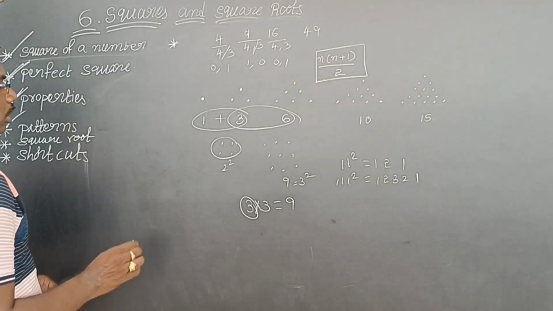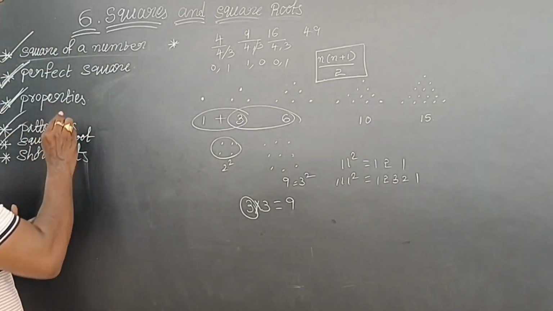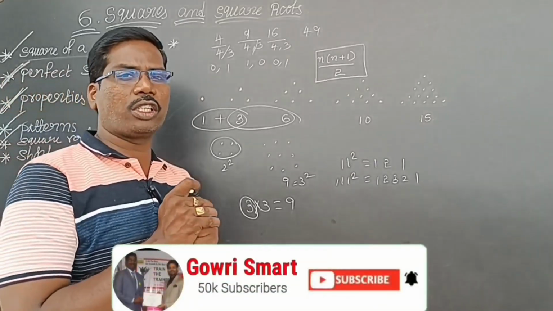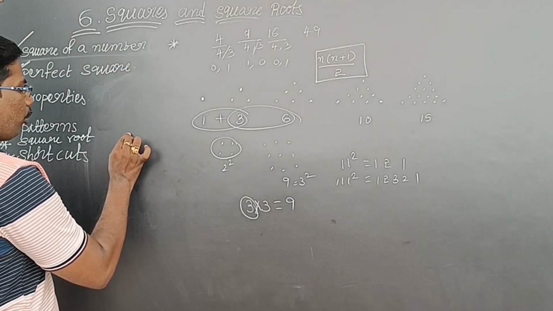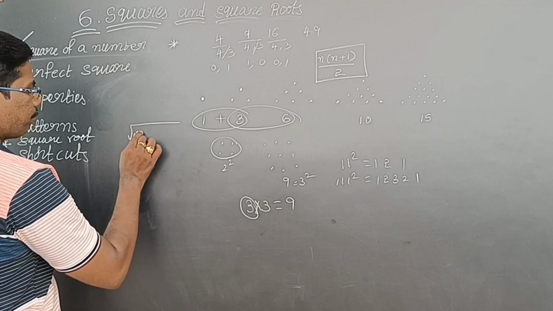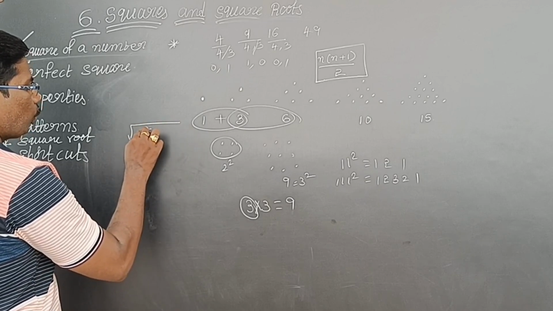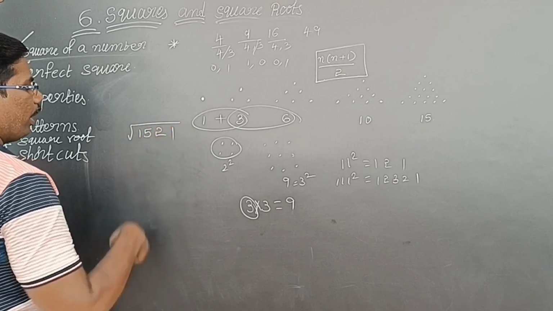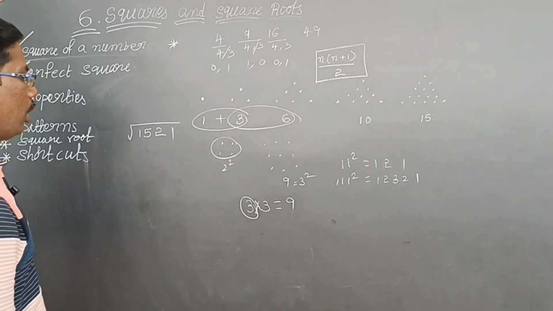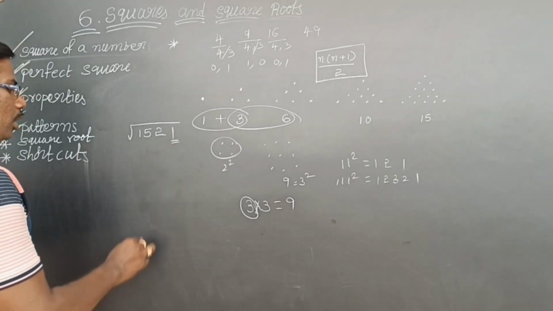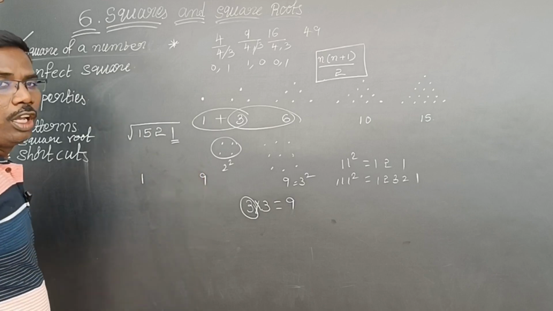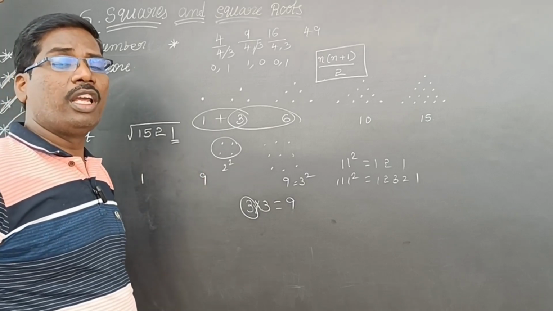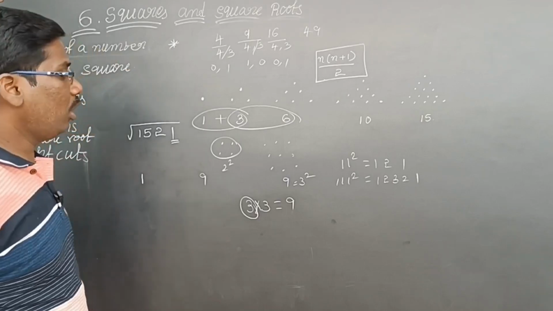Now, for finding square roots we have shortcuts. For example, I want to find the square root of 1521. The units place is 1, so the square root will definitely end in either 1 or 9.